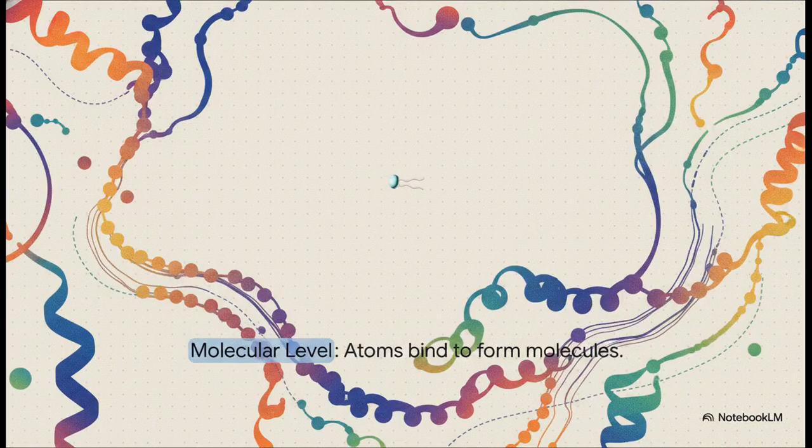Okay, let's zoom out just a little bit to level 2. Atoms really don't like to hang out alone, so they bind together to form molecules. And when these molecules are part of a living system, we call them biomolecules. Take a phospholipid structure, for example. It's a complex biomolecule, and it's built from a massive variety of those exact same basic atoms we just talked about.